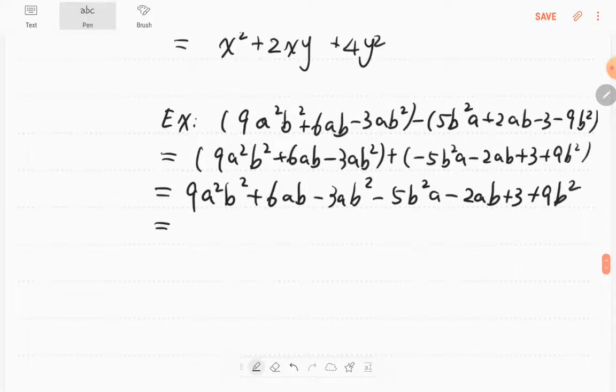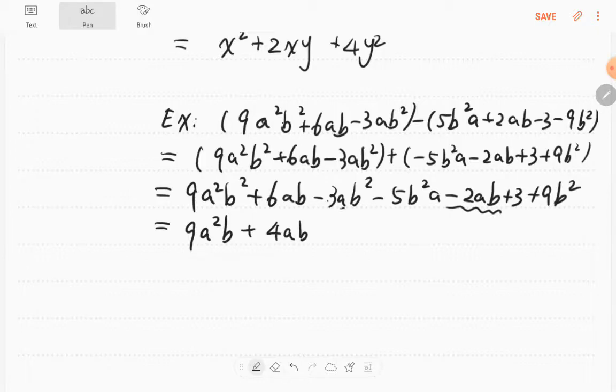Now we should combine the like term, and we start from the left. The first one, we have a squared b squared. Then we check all of the terms, we cannot find the like term. We just copy down this one. Then we check the second one, right? We have the AB term. So we check the remaining part. Do we have the AB term? Yeah, we find this one. So 6AB minus 2AB, we will combine these two to get 4AB.